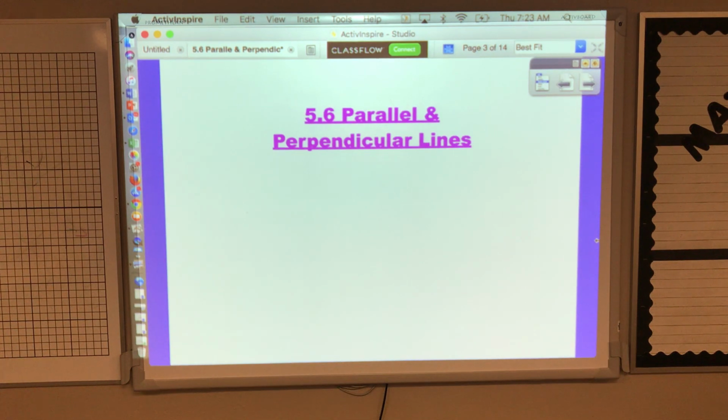Today you'll be learning lesson 5.6 on parallel and perpendicular lines. In order to complete this lesson, we first need to review the different types of linear equations.